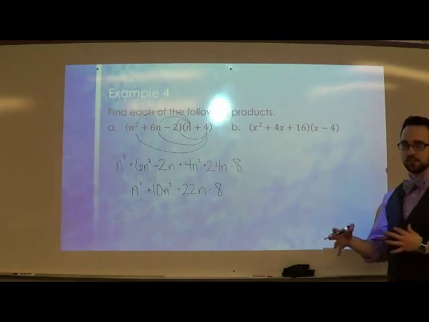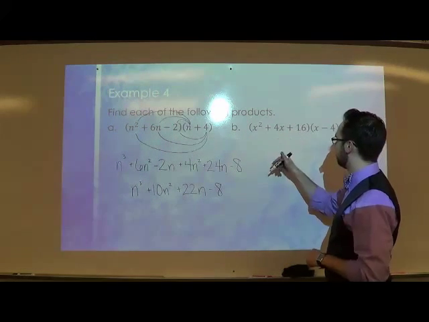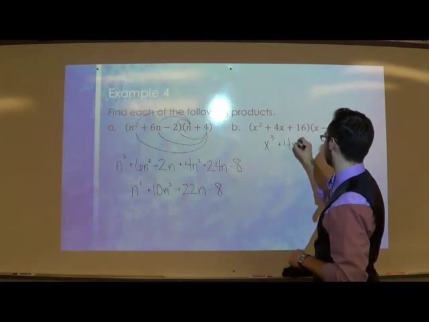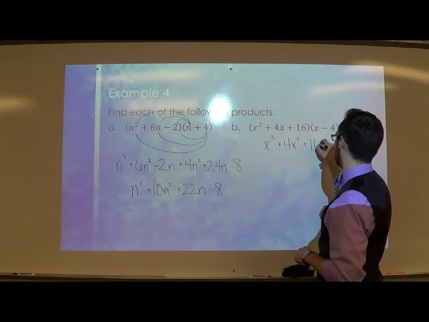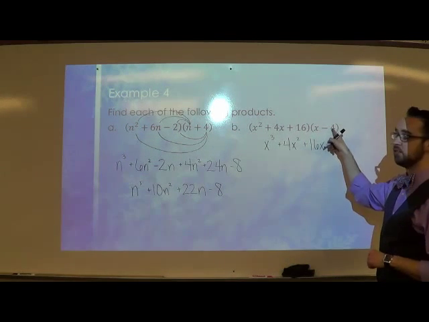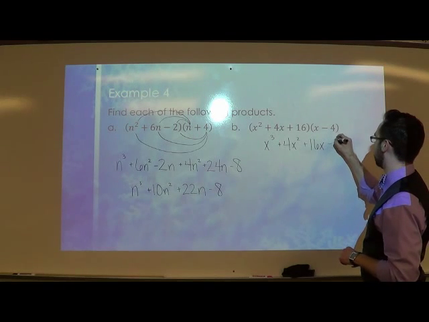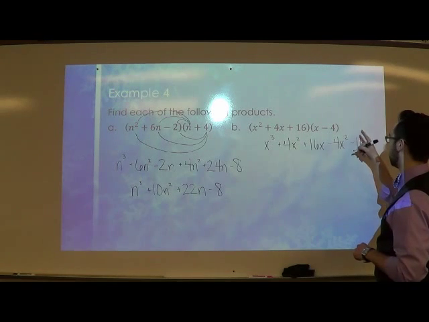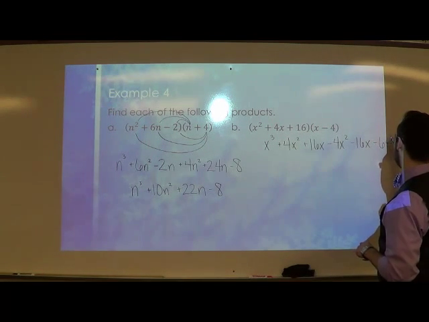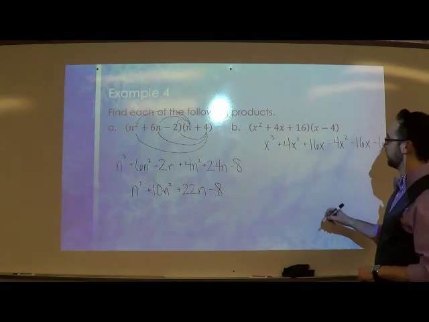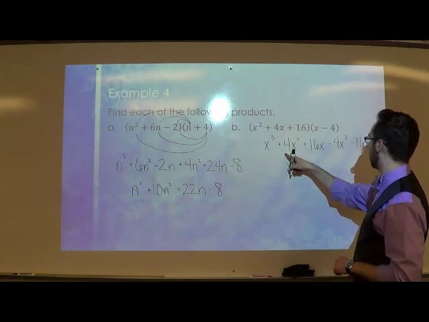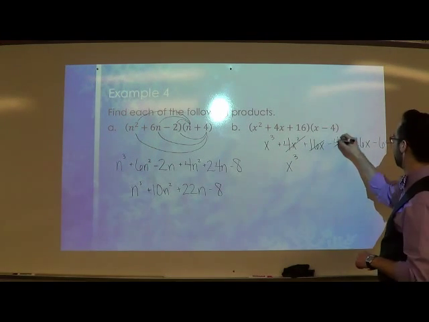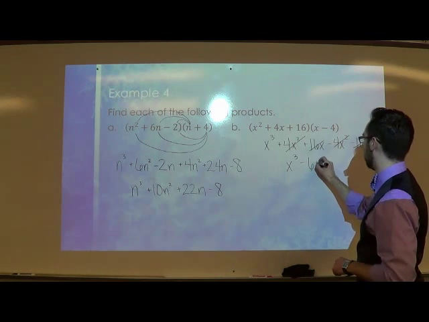So let's go and do one more of those just to get the hang of it. So again, x times x squared is x cubed. X times 4x is 4x squared. X times 16 is 16x. Now again, make sure that negative goes with the 4. So negative 4 times x squared is negative 4x squared. Negative 4 times 4x is negative 16x. And negative 4 times 16 is minus 64. Combine like terms. We have x cubed, 4x squared minus 4x squared, those cancel. 16x minus 16x, those will also cancel. And we're going to be left with a negative 64.